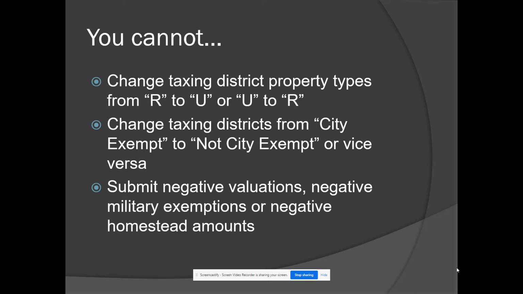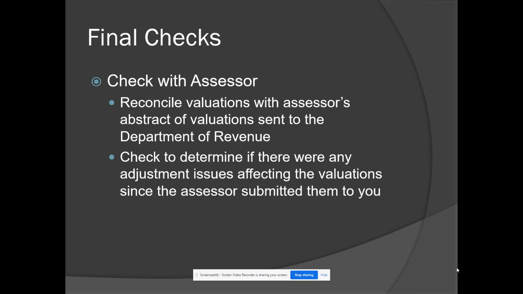You can't change a taxing district type from rural to urban or urban to rural, or change a tax district from city exempt to not city exempt. You can't submit negative value, negative military exemptions, or negative homestead amounts.